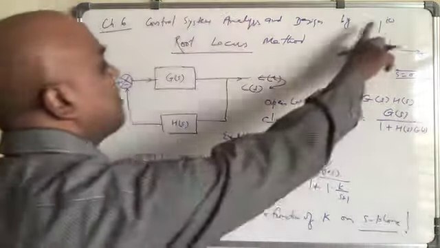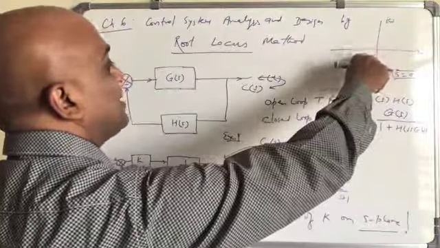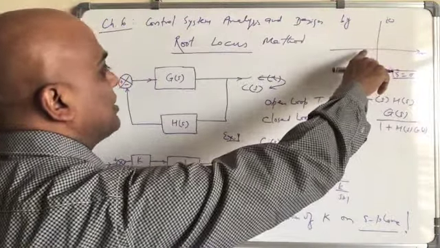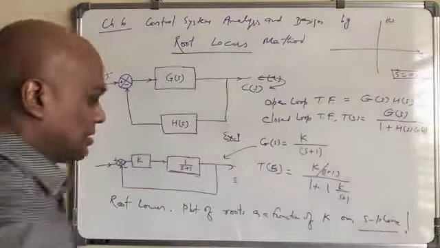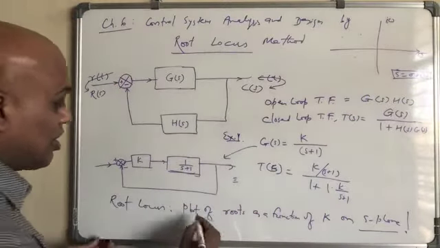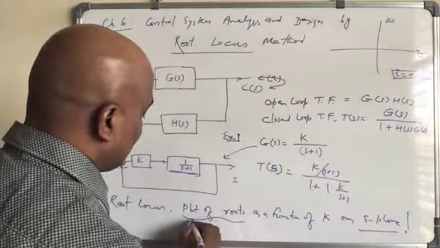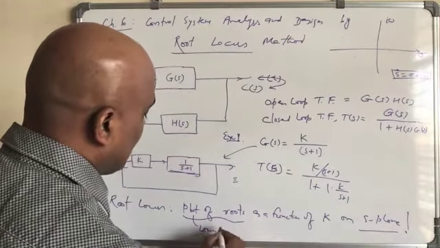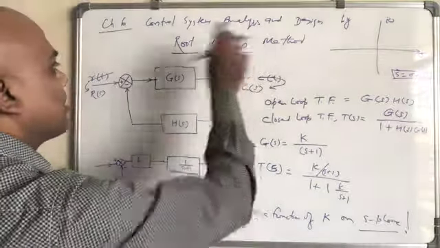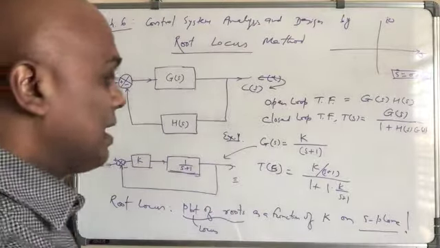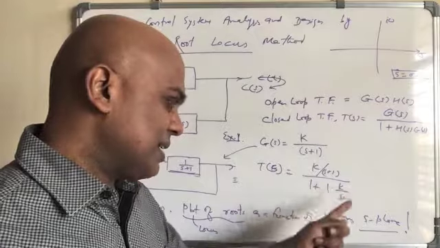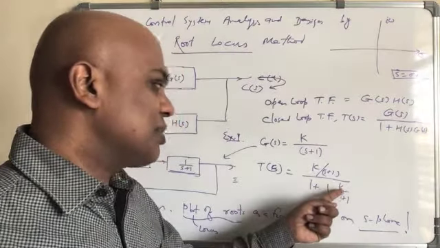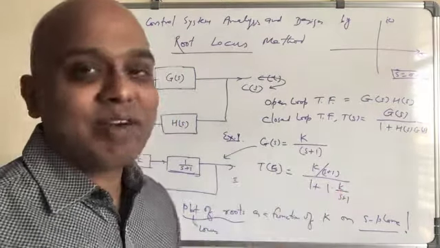Here only I'm going to vary K and see how the root follows a path. So it is the plot of the root, or the locus of the root, and hence the root locus. There is one variable, in this case K. We are going to change K, and accordingly we will find out.